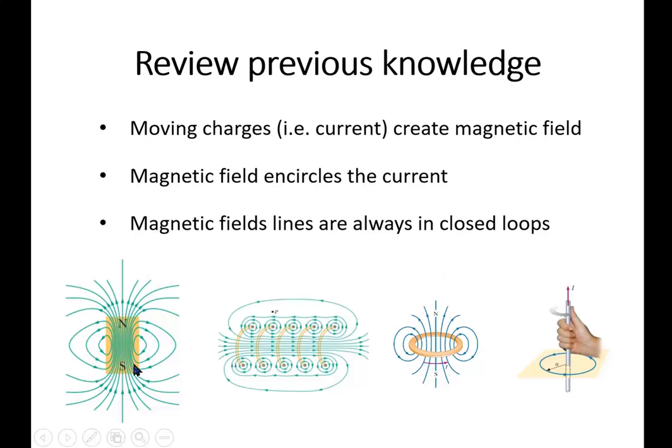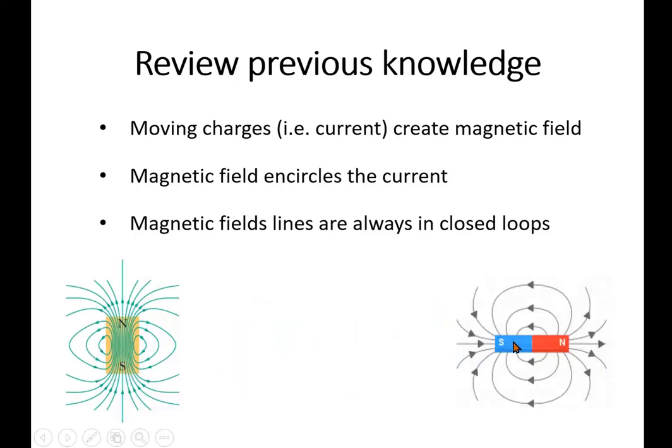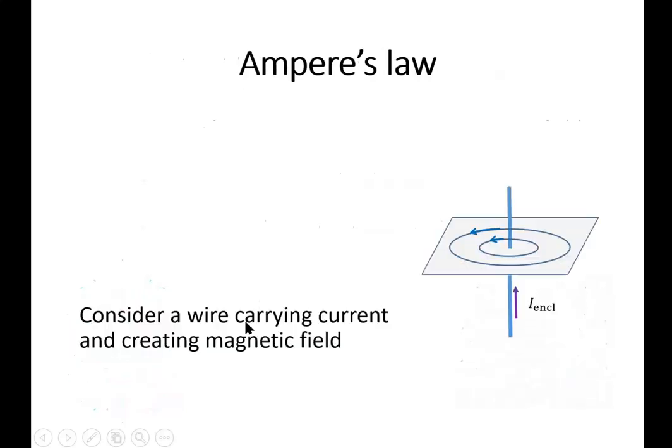If you come to a bar magnet, it is often drawn this way, as if it is starting from the North Pole and terminating at the South Pole. That is wrong. The correct understanding you should have for a bar magnet is that the field lines continue through the bar itself. They don't start anywhere and terminate. They are always in closed loops. Keep this point in mind.